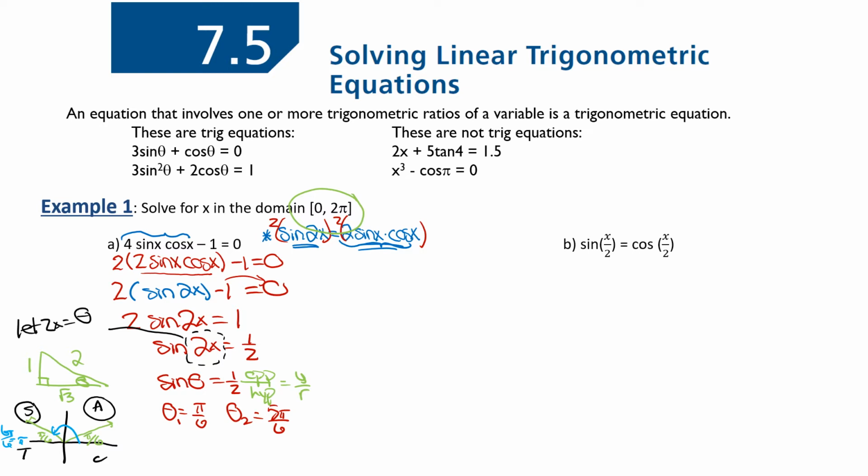But remember we did this up here? Theta is actually 2x. So I'm going to switch those back now. So I've got 2x equals pi over 6 and 2x equals 5 pi over 6. So now I can isolate x. It's a lot easier for me to isolate x here than it was when I had it with the sine before I put the little box around there. Divide both sides by 2. I get x equals pi over 12 and x equals 5 pi over 12.